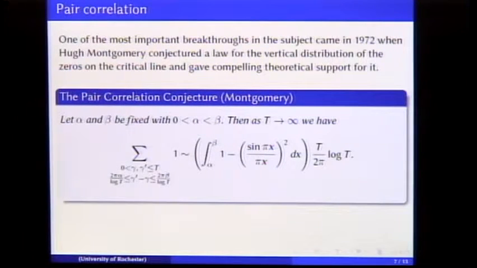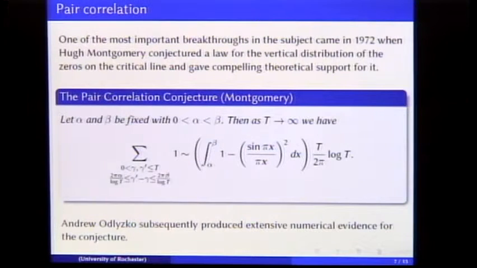But you're subtracting something here. Now, if you think of alpha and beta as both small, close to 0, then sine pi x over pi x is close to 1. So the integrand here is close to 0. That means that differences that are small are less frequent than when they're not small. Once alpha and beta are bigger, this quantity is much less than 1, and so you get something closer to 1 in the integrand. Okay, so there's kind of repulsion of zeros. That's what it's saying.